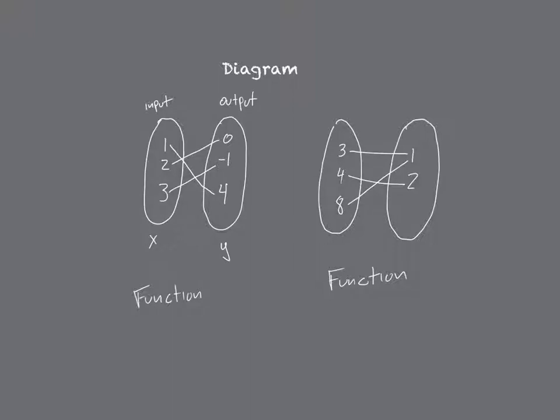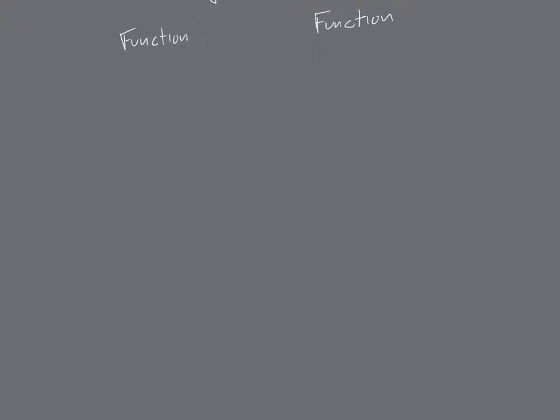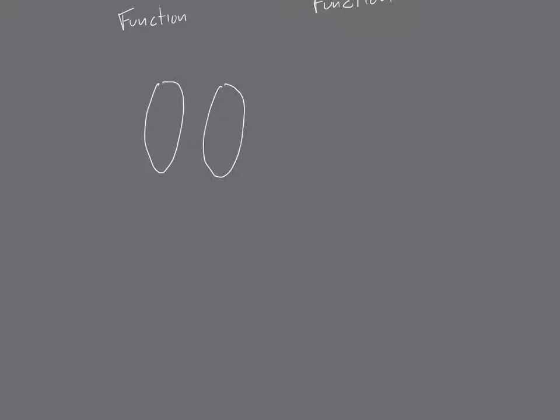Now, let's look at a diagram that doesn't have a function. So we're going to draw another set of ovals. Now, I'm going to tell you that if you press 1, you may get 3, or you may also get 4. And then when you press 2, you get 8.